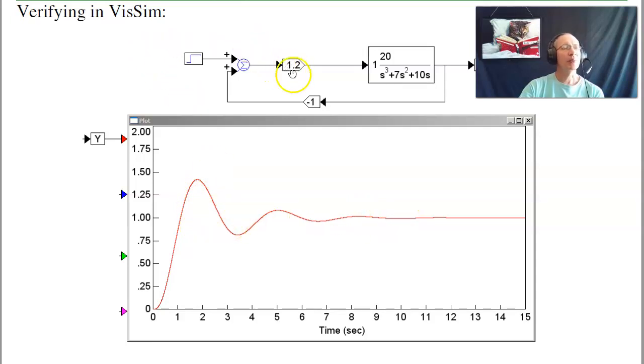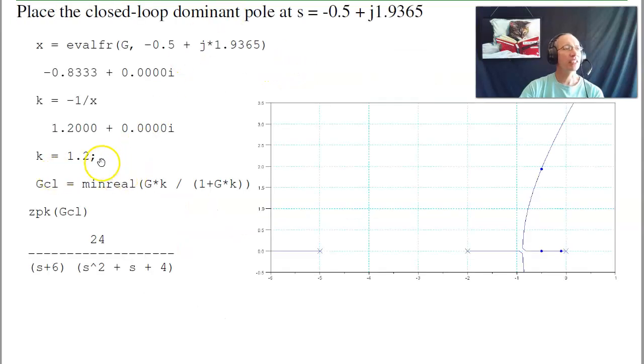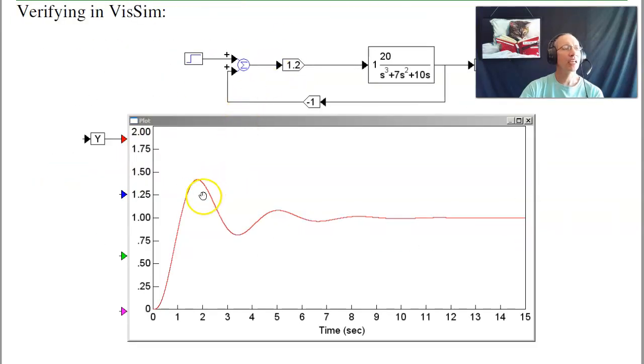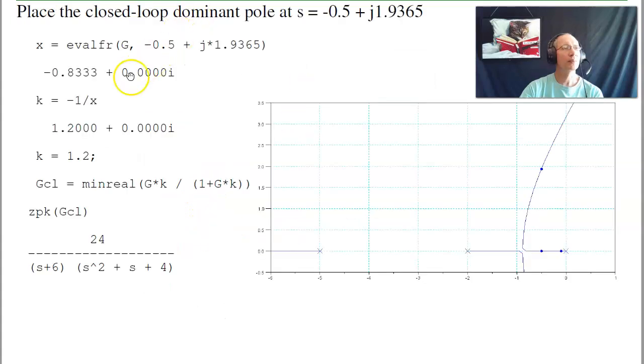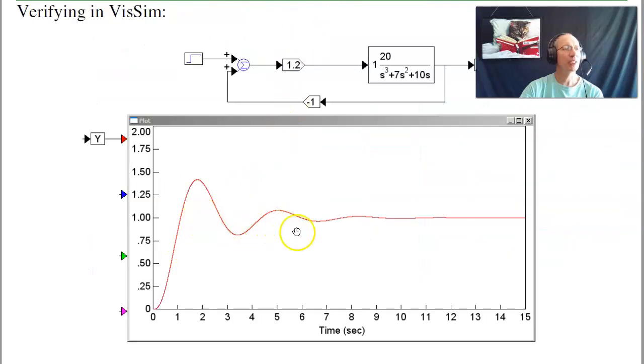Going back to VisSim, plug in 1.2, the gain that I calculated right here. And I've got a pole at -0.5 plus j1.93. You can see that the -0.5 says the settling time is 8 seconds. 1.93 says the frequency of oscillation is about 2 radians per second. So this is about pi. That's about 2 pi. The period is roughly pi. So frequency is 1 over pi radians per second times 2 pi gives you hertz. Something like that. But anyway, that one checks out.